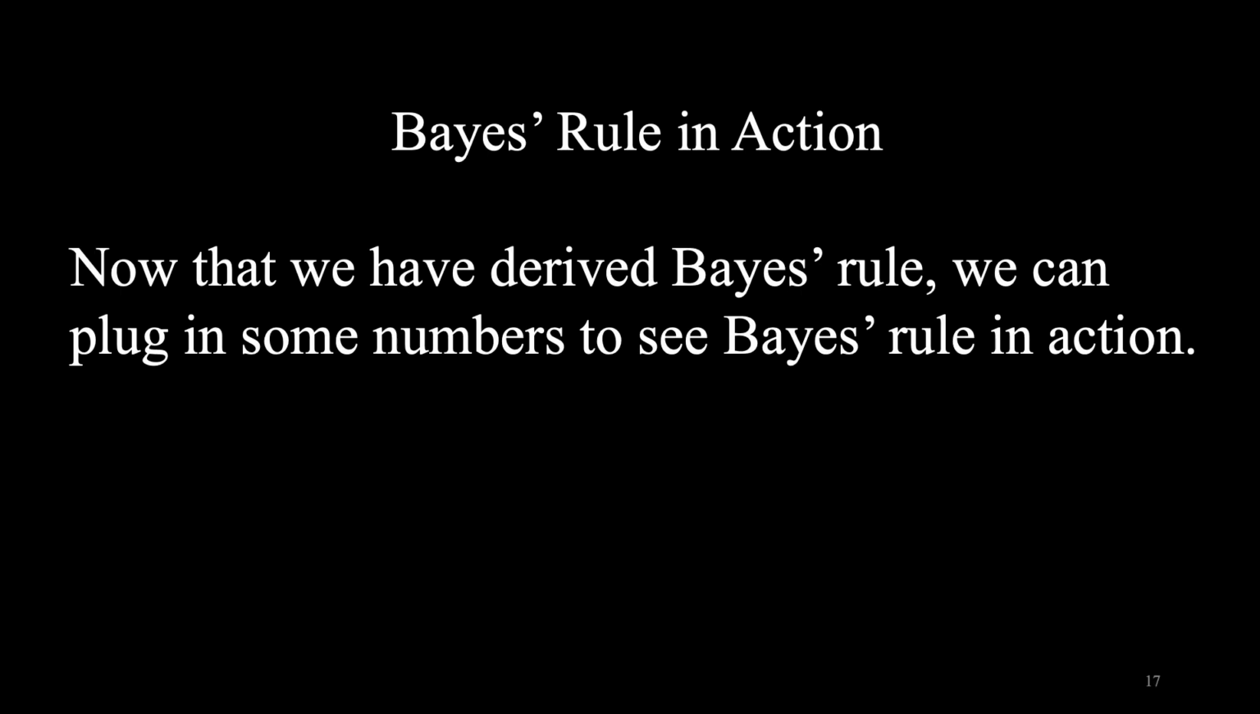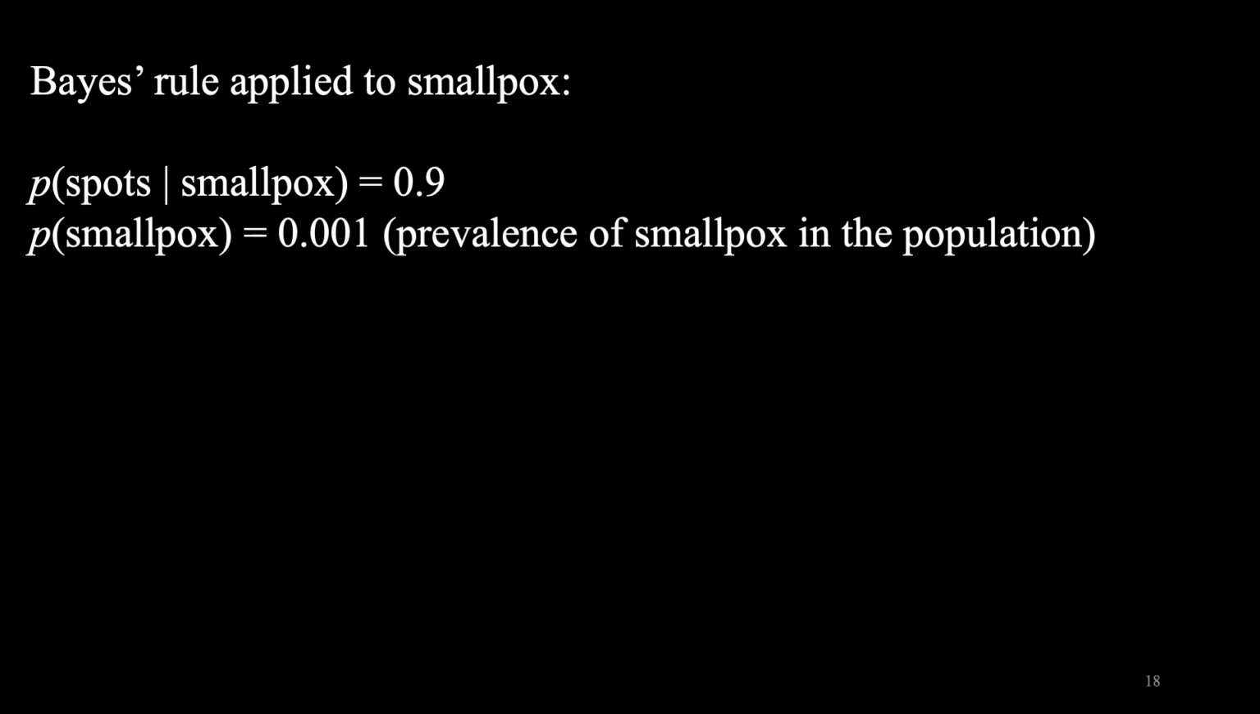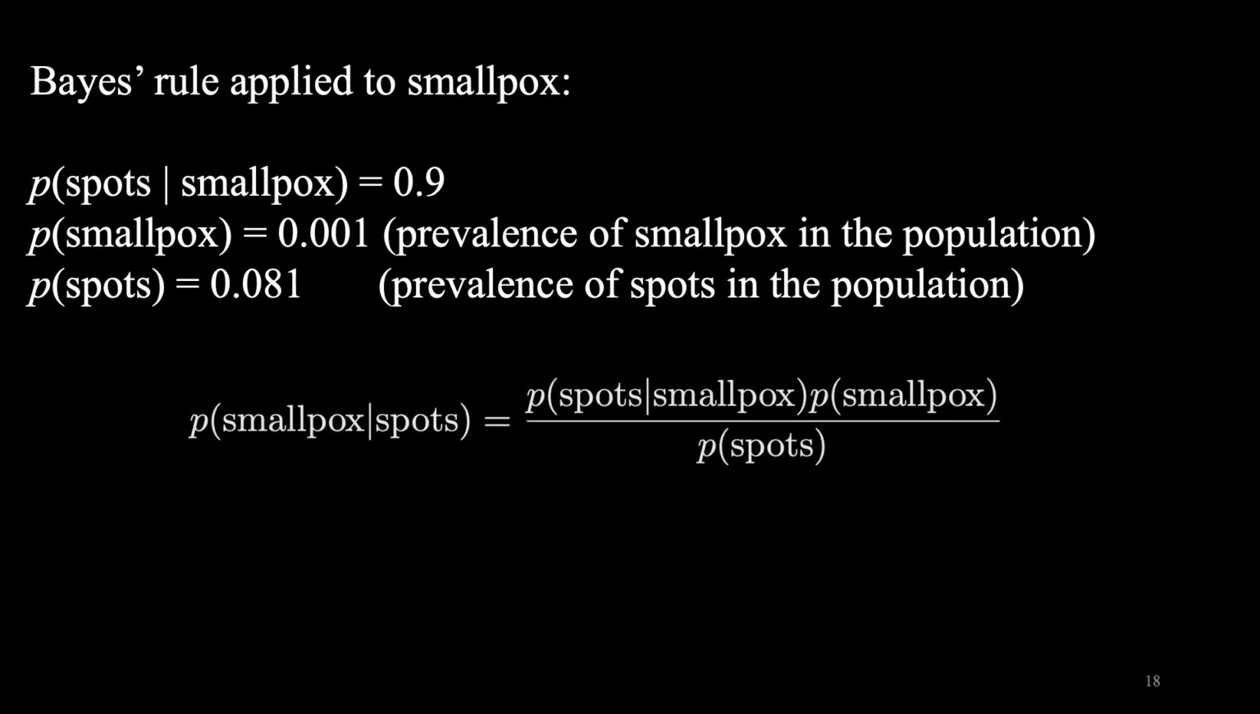Now that we have derived Bayes' rule, we can plug in some numbers to see Bayes' rule in action as follows. First, let's use Bayes' rule to find the probability that you have smallpox. We know the probability of spots given smallpox is 0.9, and that the probability of smallpox in the population is 0.001 or 0.1%. We also need to know the prevalence of spots in the population, which is 0.081 or about 8%. Putting all these together, Bayes' rule provides the probability of smallpox given spots as 0.01 or 1%.